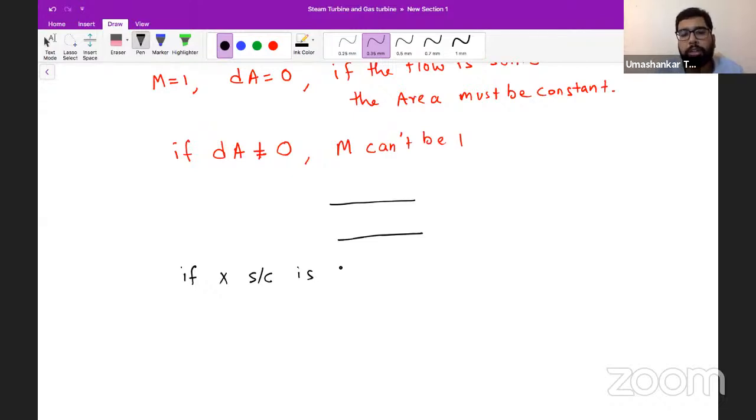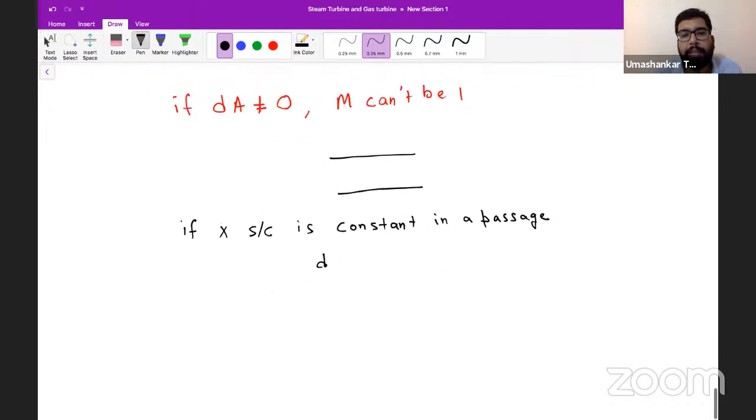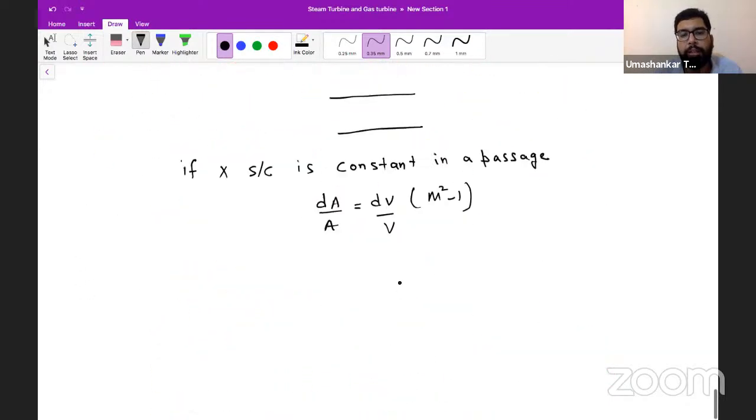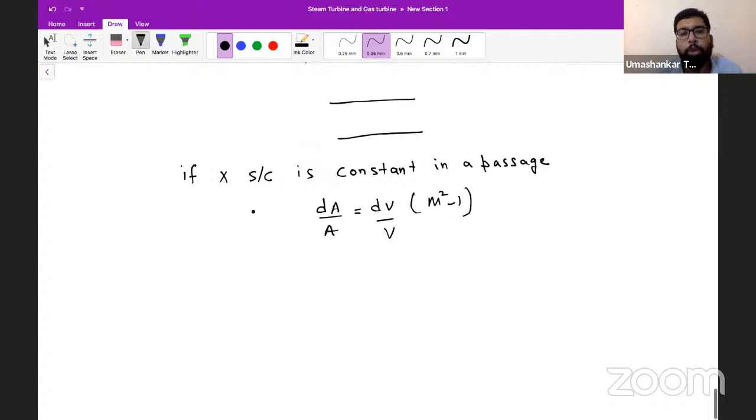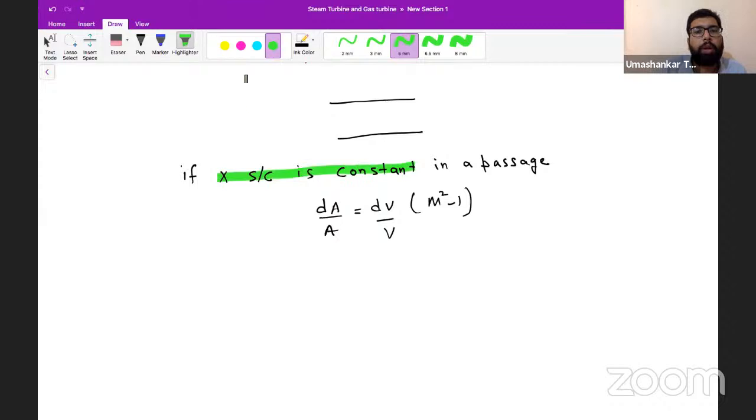So if the cross-sectional area is constant in a passage, what will happen? Purely using mathematics, dA by A equals dV by V into M square minus 1. This is our relation. So the cross section being constant means that dA is equal to 0.